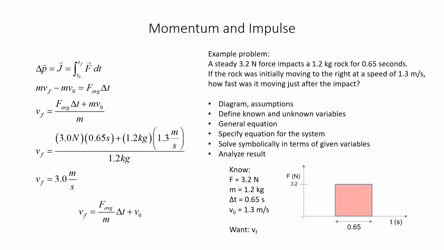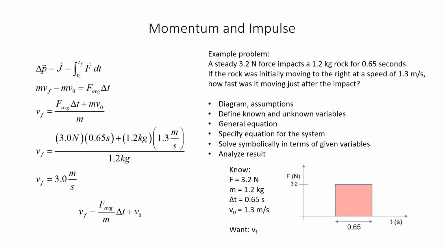Well, let's analyze the result by looking at special cases. I'm going to rewrite it a little bit differently to make it simpler to analyze. In this form, we can see that the force per mass, if that's larger, then we should have a larger velocity. That makes sense. Force per mass is acceleration. Larger acceleration would give larger velocity.